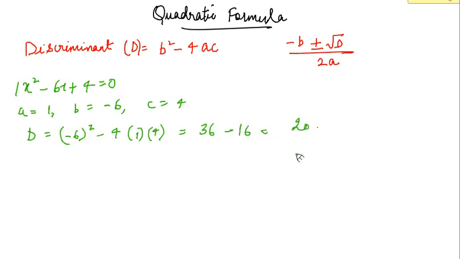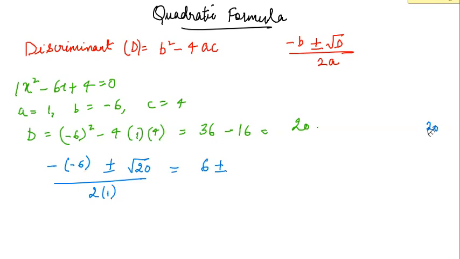So the discriminant is 20. Now to find the roots, −b, the value of b is −6, plus or minus root D, which is root 20, by 2a, where a is 1. So minus into minus gives us 6, plus or minus root 20. Now how can we write root 20? So let us find the factors for 20.